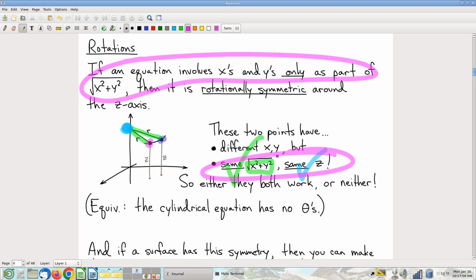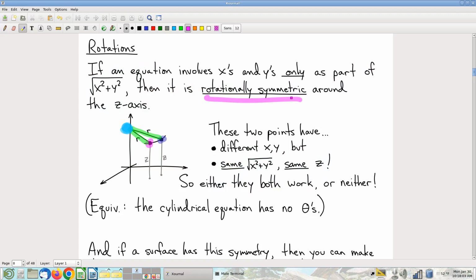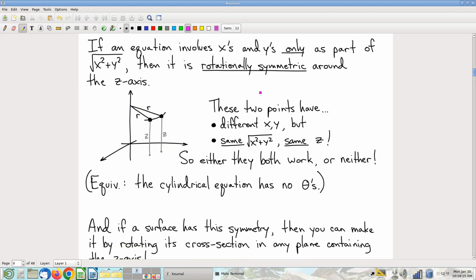And the nice punchline then is that that means that this surface is rotationally symmetric because all the points are effectively rotations of other points also on the surface. Okay, so that's the idea. Now let me give you a different point of view on this. This is kind of a cylindrical coordinates point of view. We didn't have time to talk about this last time.